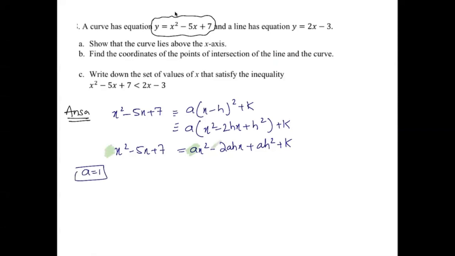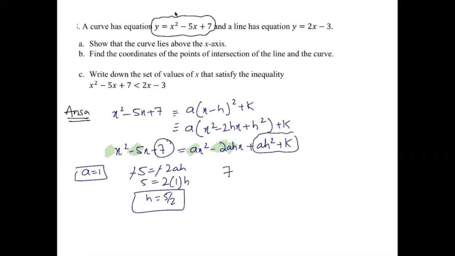The coefficient of x on the right hand side is minus 2ah and on the left hand side is minus 5. So minus 5 equals negative 2ah. The negative sign cancels out. h comes out to be 5 upon 2. And the constant term is 7 on the left hand side and on the right hand side is a h squared plus k. a value is 1, h value is 5 upon 2.